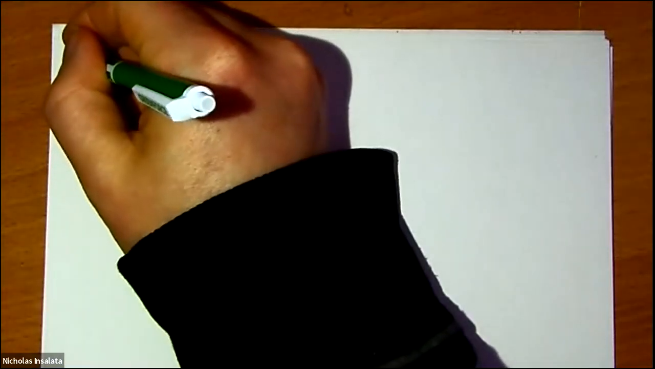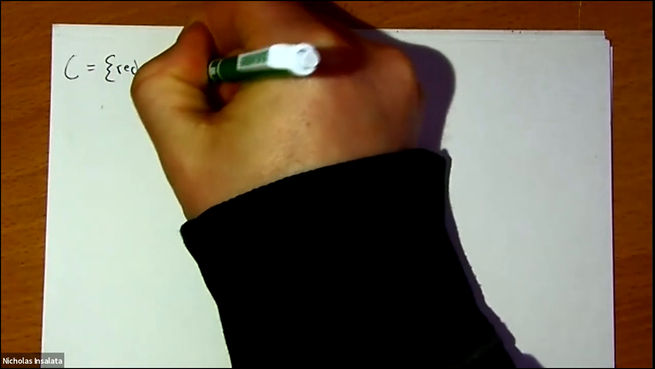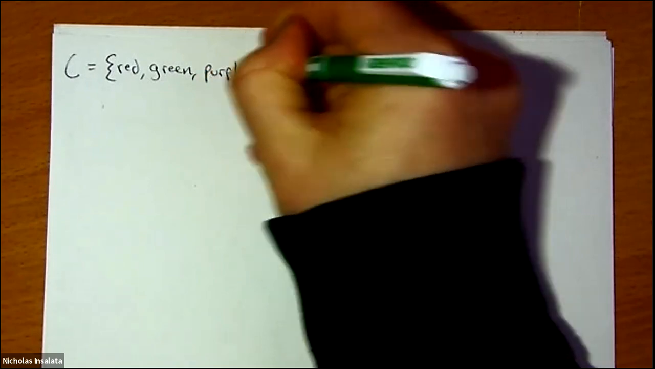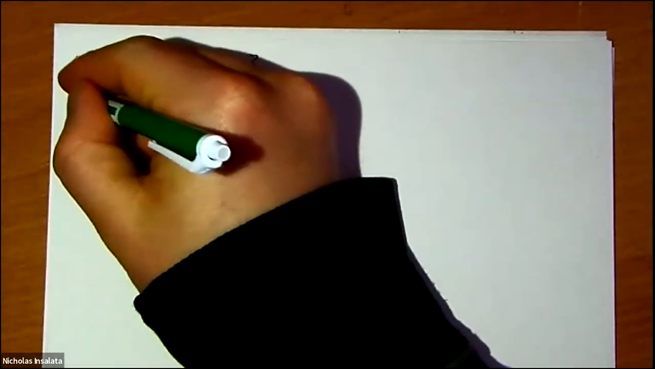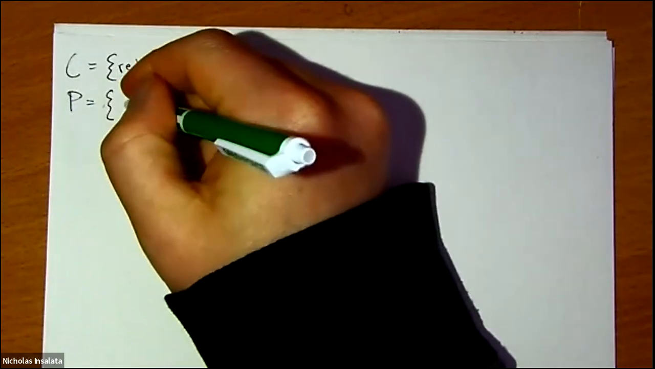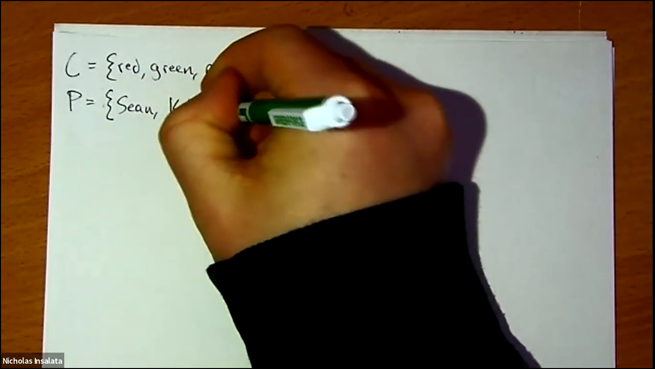A group of things. Yeah, a collection of things, elements, items, right? And usually that collection of items has some sort of common property amongst the items. So for example, you could have a set of colors, right? So you could have colors is red, green, and purple. Or you could have a selection of people. Let's see, we've got Sean, Kobe, and Nick.